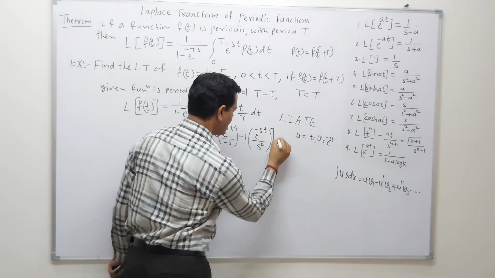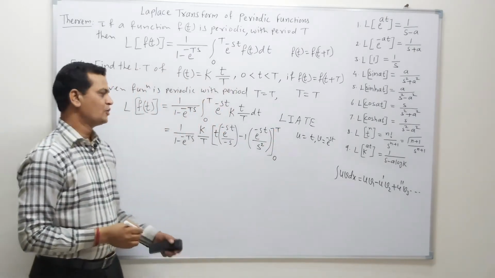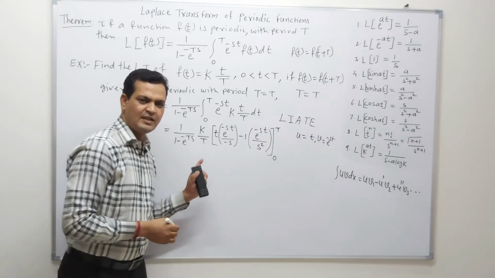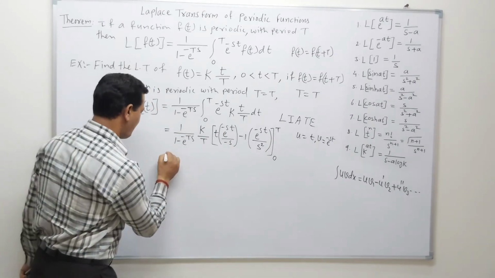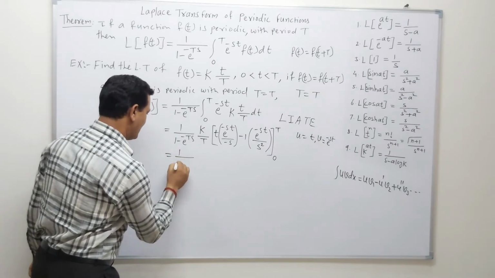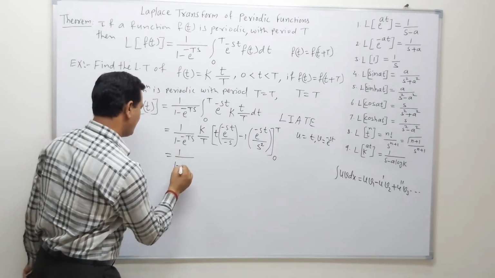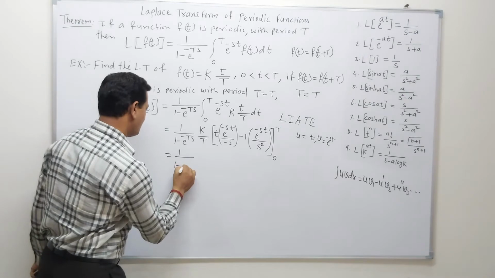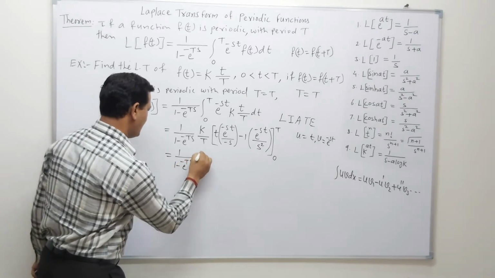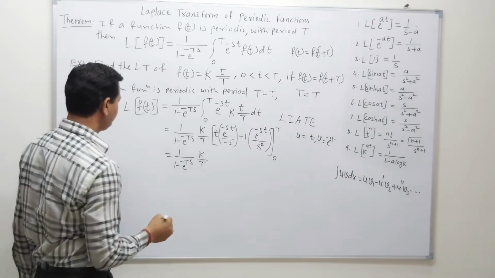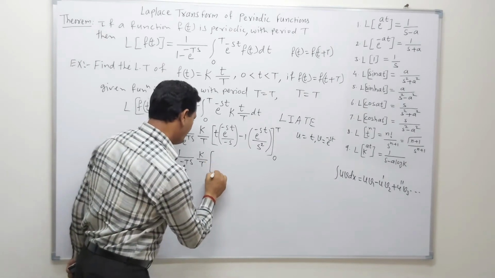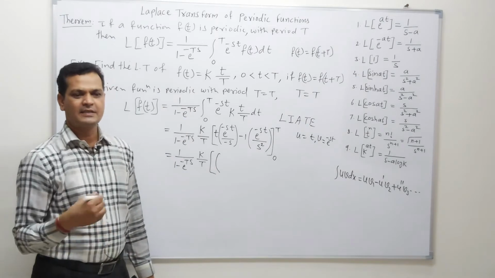Now its limit is 0 to T. So after finding the integration of this term by the general rule for integration by parts, we can put the value of the upper limit and lower limit, which is 1 upon 1 minus e raised to minus Ts, k upon T as it is. Then put the value of the upper limit. The upper limit is capital T.